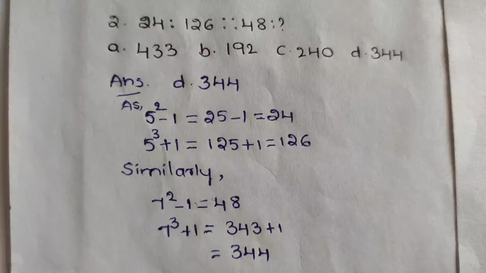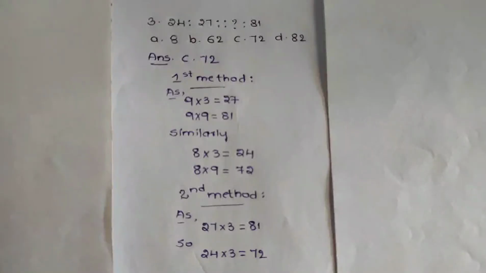And now moving to the third question. The third question is 24 is to 27, similarly question mark is to 81. Here we have to find out the number that should be written in the question mark place. The options are 8, 62, 72 and 82. Here they have not given the relation clearly, right? In previous questions we have seen that for the first three numbers we are asked to find the fourth number. Here they have given the first two numbers and ask us to find the third number, and they have also given the fourth number.